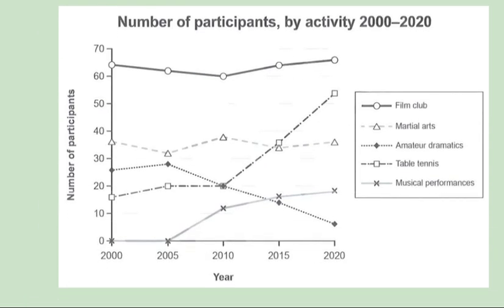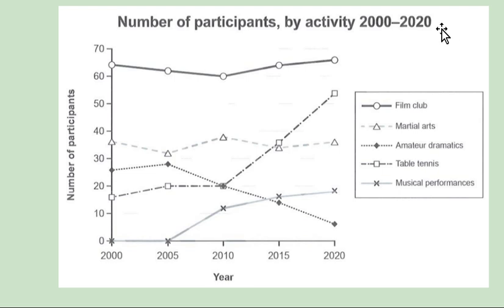So here we can see it is a line graph. We have a key here on the right hand side, which has 5 different activities in it. There's film club, martial arts, amateur dramatics, table tennis, musical performances. It would help to know what these things are, but it's not really that important. If there's one or two that you don't know what they mean, you can still write the names and describe how the participants' numbers have changed.